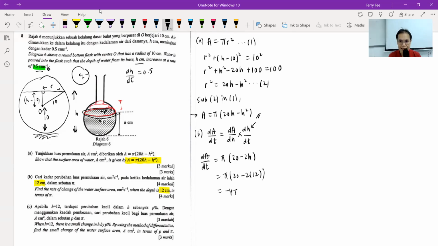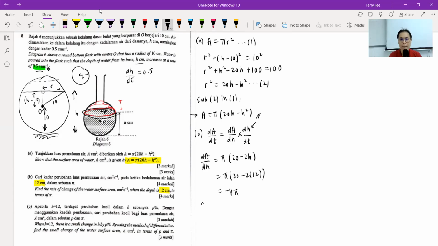You can see your dA/dh is negative. So it's understood because as the water level surpasses the midpoint here, O, right? As you increase it, the circle becomes smaller and smaller. So the surface automatically becomes smaller. So my dA/dt, sorry, I think I wrote this wrongly. This is dA/dh. I haven't found dA/dt yet.